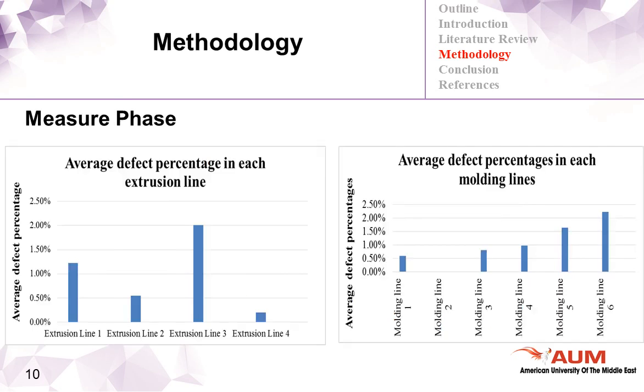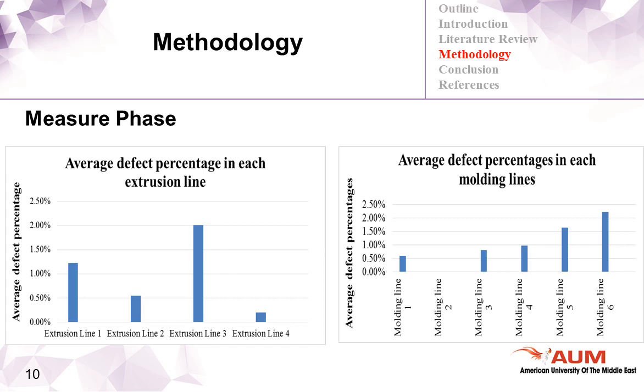Now, to benefit the company the most, we have to choose between fittings and pipes. And to do this, we created 2 bar graphs for January 2018 to look at the average defect percentages in each extrusion line, which produces pipes, and in each molding line, which produces fittings. And by comparing them, we can see that extrusion line 3 has the highest defect rate of 2%. And from the molding line bar graph, molding line 6 has the highest defect rate of 2.22%.